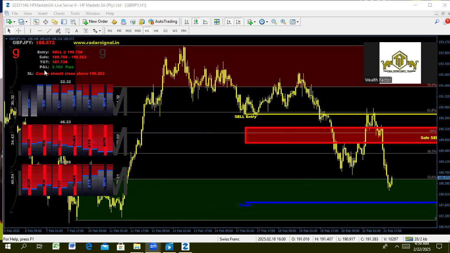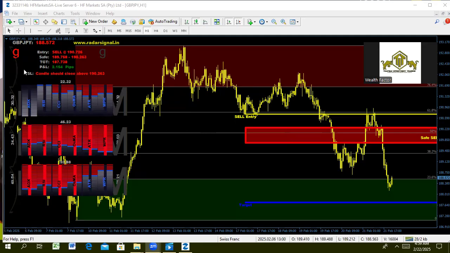And then below it has a P&L. P&L says 2.154 pips, in green color. If it's in green color, it simply means you are running on profits. These are the pips calculations. The system automatically calculates the pips for you. You don't even have to calculate them. If you don't know how to calculate pips, automatically the system will calculate the pips for you.